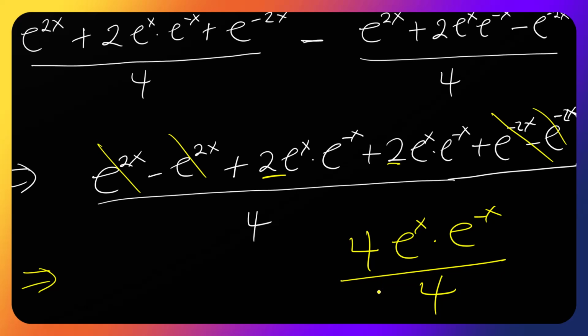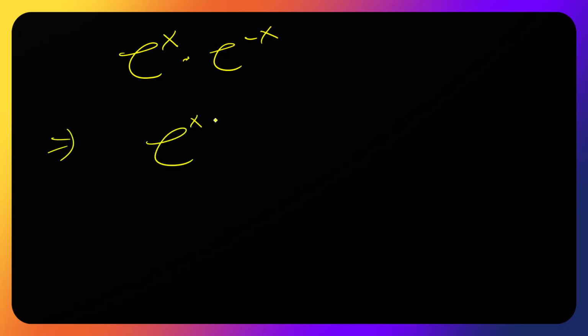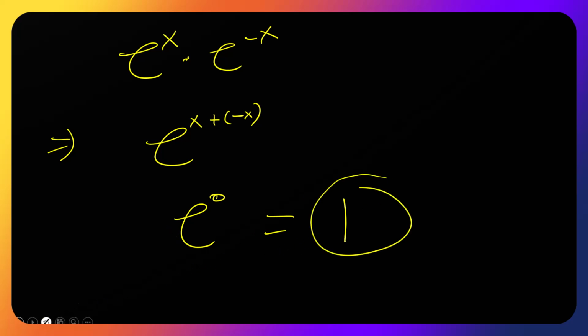So this 4 will cancel this 4. I will leave it as e raised to x times e raised to minus x. So let's apply the laws of indices. The bases are equal, so let's add the powers. So we have e raised to x plus minus x. That will be x minus x, which is 0, and e raised to 0 is 1. So hence proved. All right, so that's that.